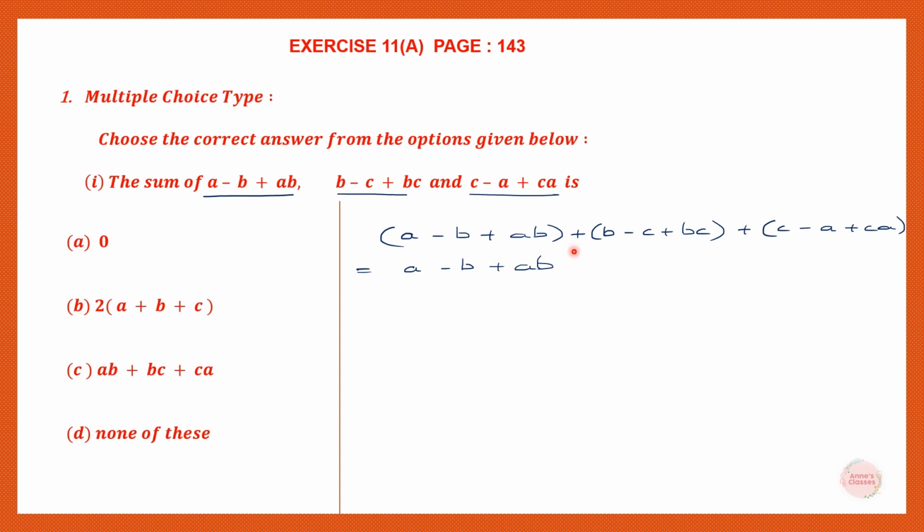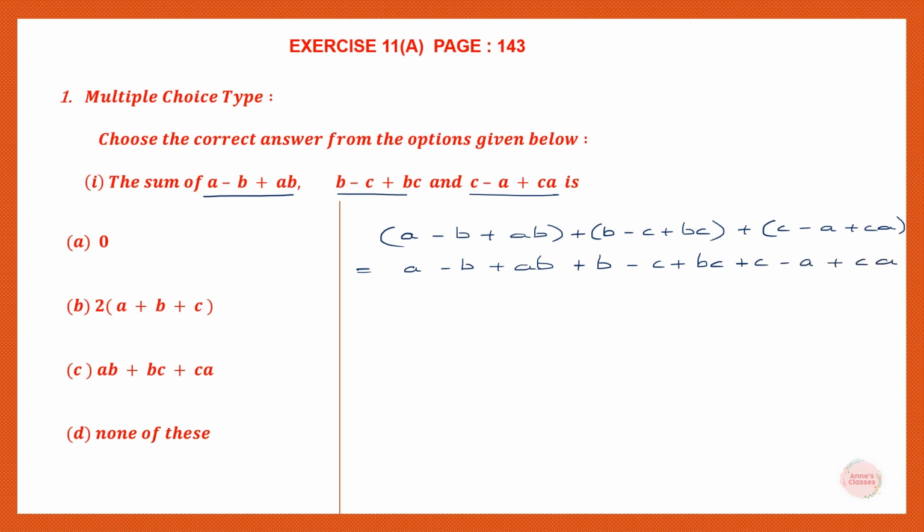Because we have a plus sign, these signs remain the same. So this becomes plus b minus c plus bc. Similarly, in the third expression also, here we have a plus sign. So these will remain the same, no change. So plus c minus a plus ca.